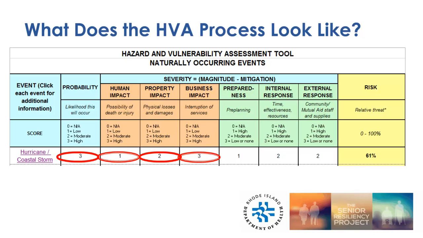So with ample time to prepare and our fictitious facility's extensive existing preparedness efforts, we'll rate our preparedness as high, a 1. We'll rate our internal response as a moderate, 2, due to staff travel limitations and storage limitations. And we'll rate the external response as moderate, a 2, assuming external resources will be overwhelmed with requests for assistance throughout the affected area. The HVA tool utilizes the inputs we provided to determine a risk or relative threat for our facility from a hurricane as 61%.